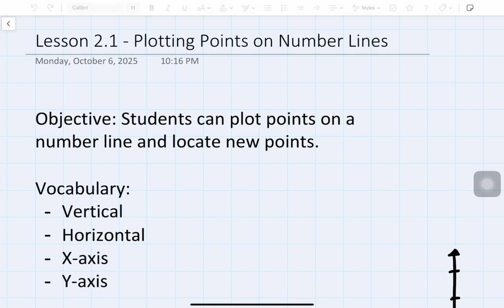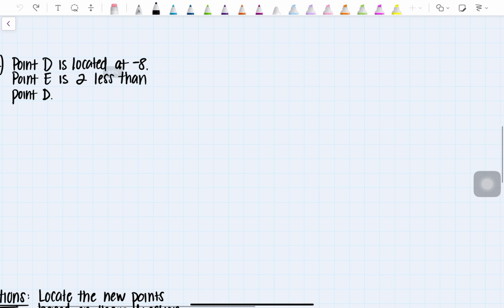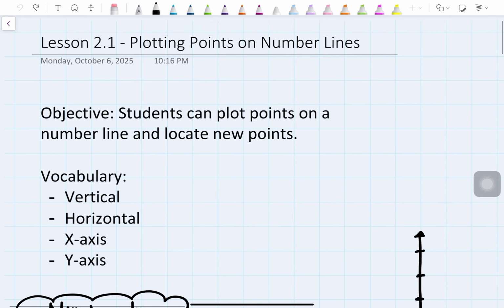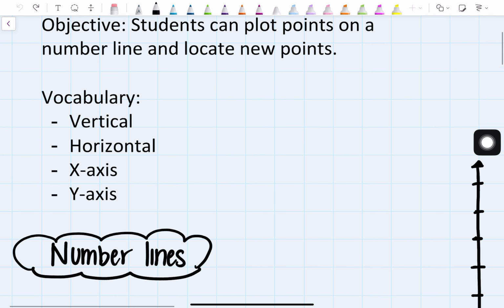We are working on lesson 2.1, where we're focused on plotting points on a number line. We are going to be talking about vertical and horizontal lines, which represent the x and the y axes. So let's go ahead and get started.